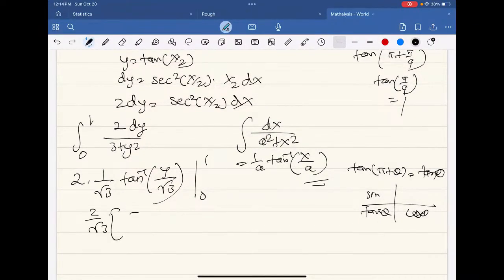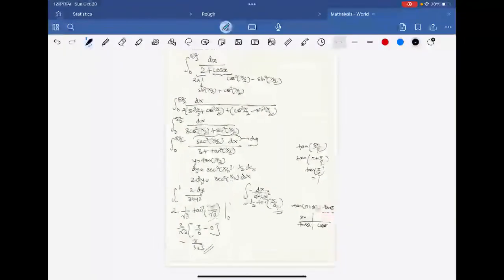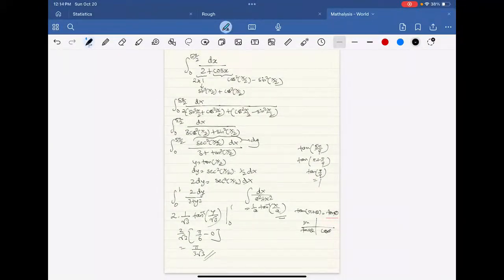Tan inverse 1 by root 3 is pi by 6, minus tan inverse 0 is 0. So this is pi by 3 root 3. This was a standard integral, so I did it a bit fast, and I do hope that you were able to catch up with it. Just break this into formulas, then divide by cos square x by 2, then use the u substitution and you get the answer.